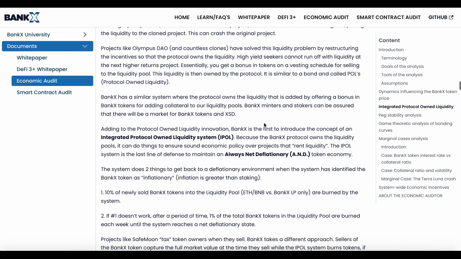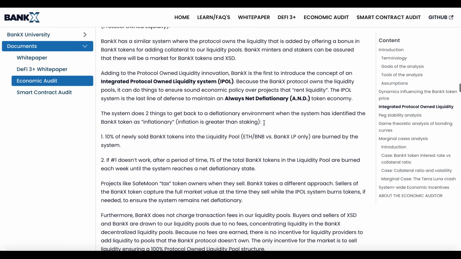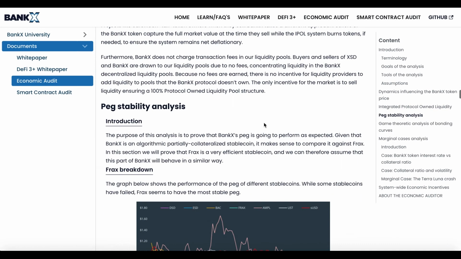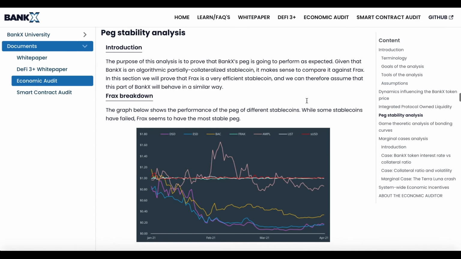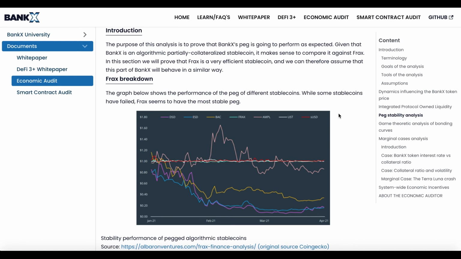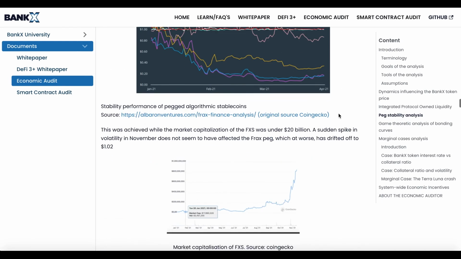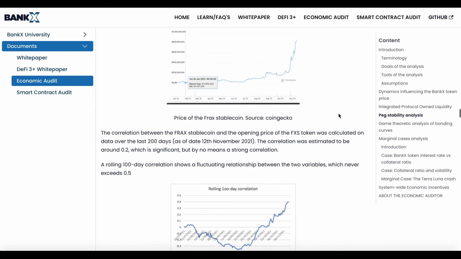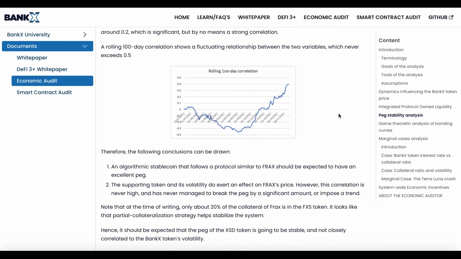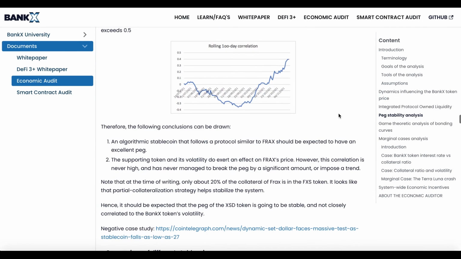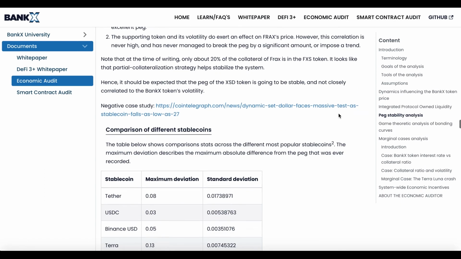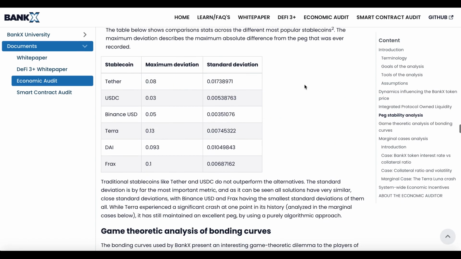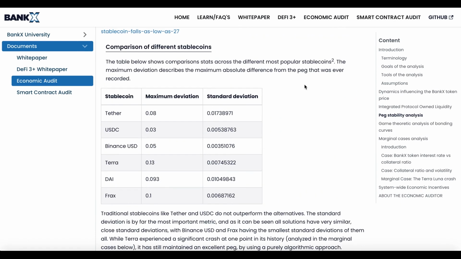And then we move on to some more advanced concepts like integrated protocol owned liquidity. And then we move on to the peg stability analysis. For the peg stability, we use data from other stablecoins in order to understand what the current state of the art is and essentially to understand what kind of variation we could see. And we compare different stablecoins. So here we're using some kind of proof by analogy and data.